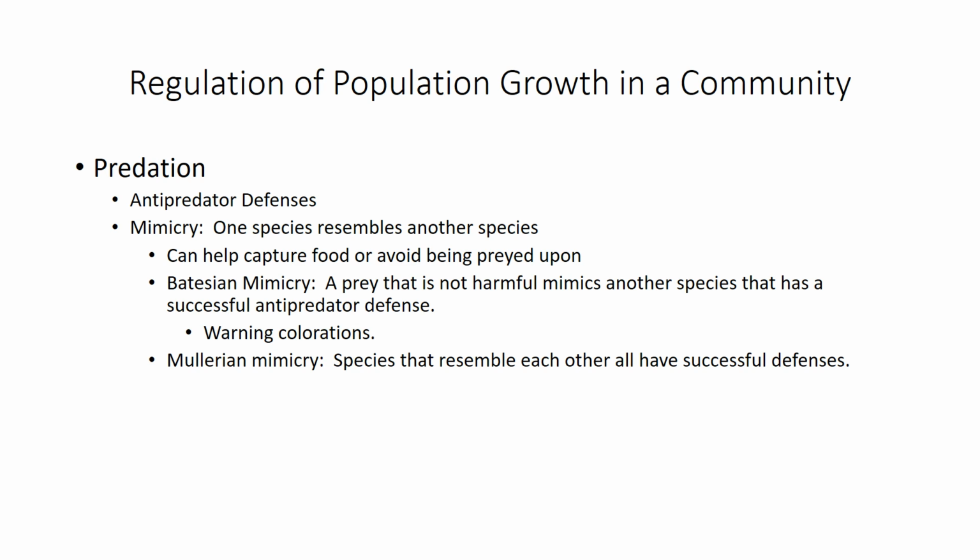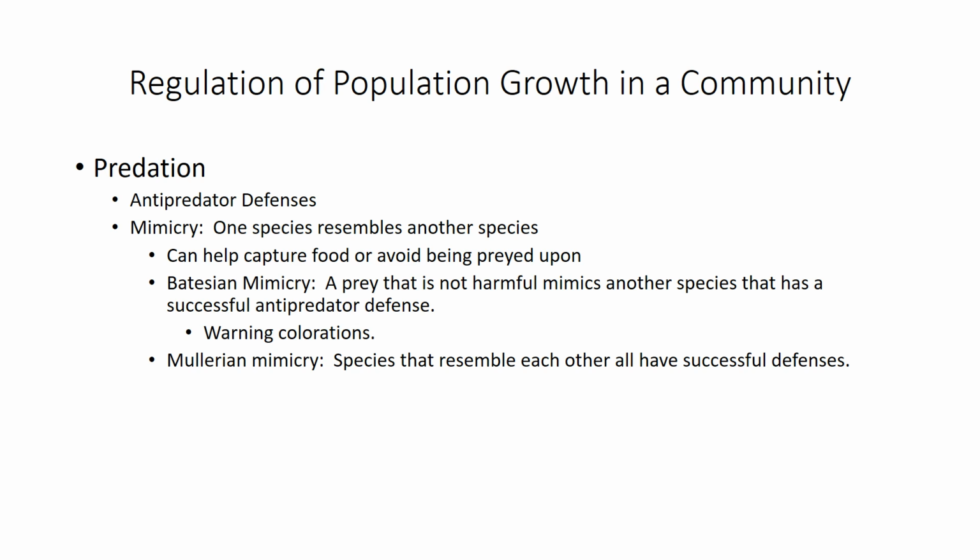mimicry. Mimicry is when one species resembles another species that's either poisonous or really predatory, something like that. Now, mimicry can help animals capture food, or it also helps them to avoid being preyed upon or eaten. And there are two different kinds of mimicry.